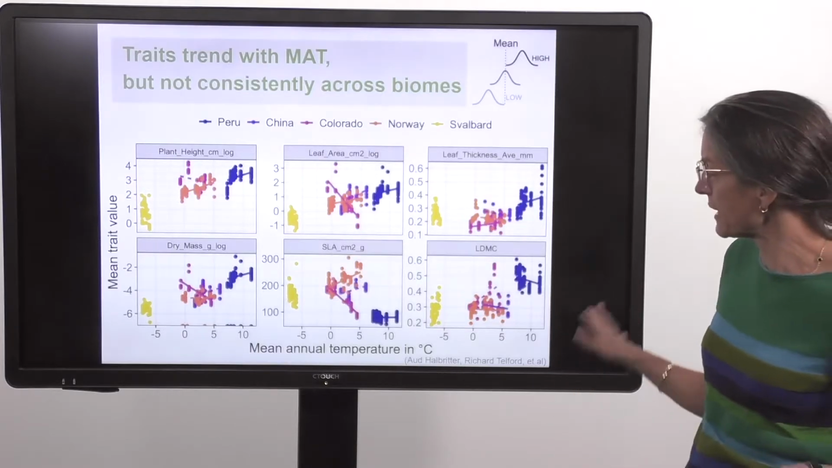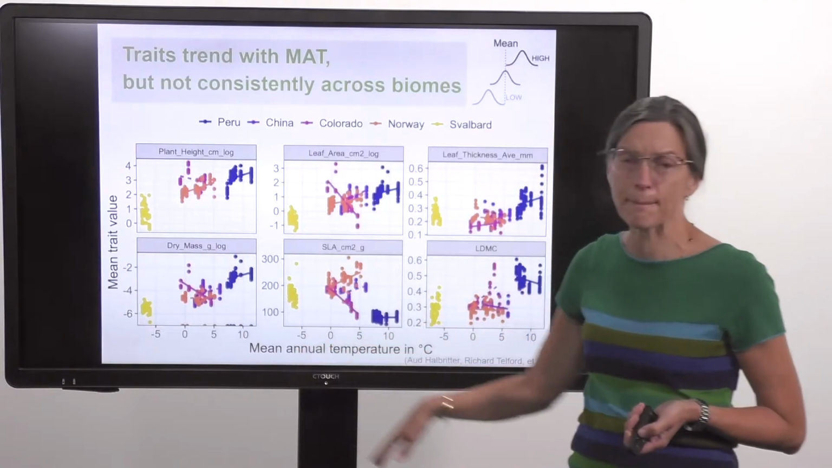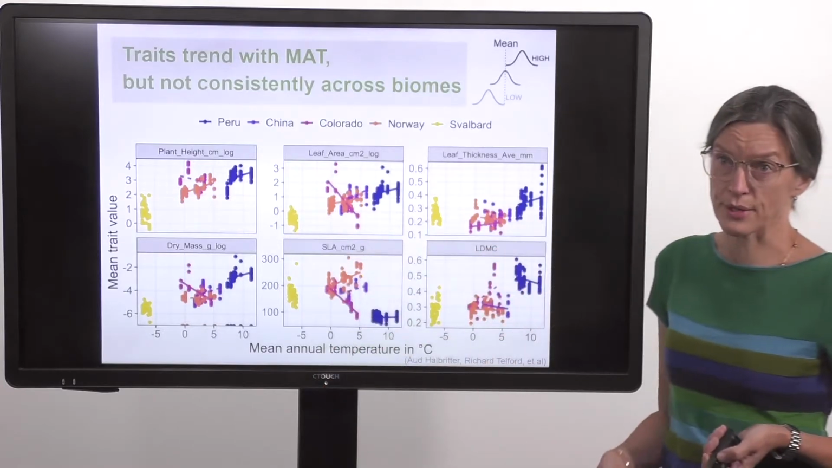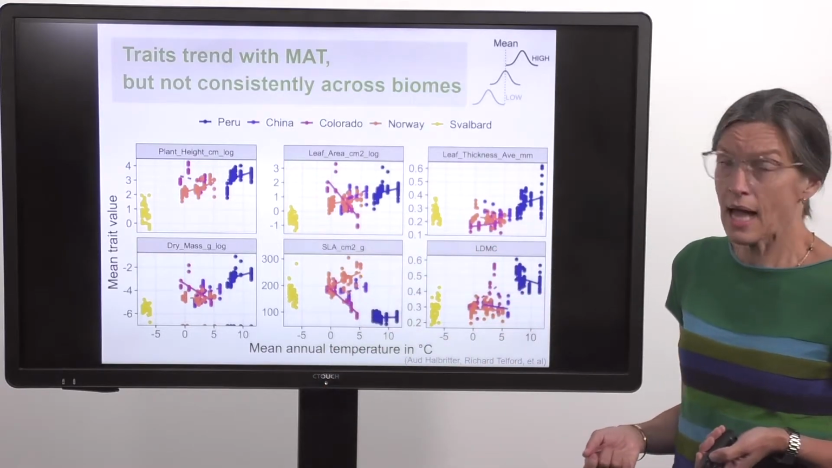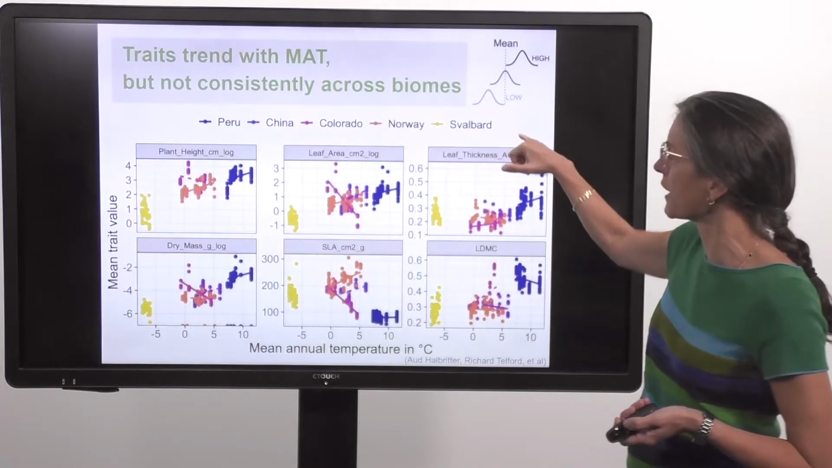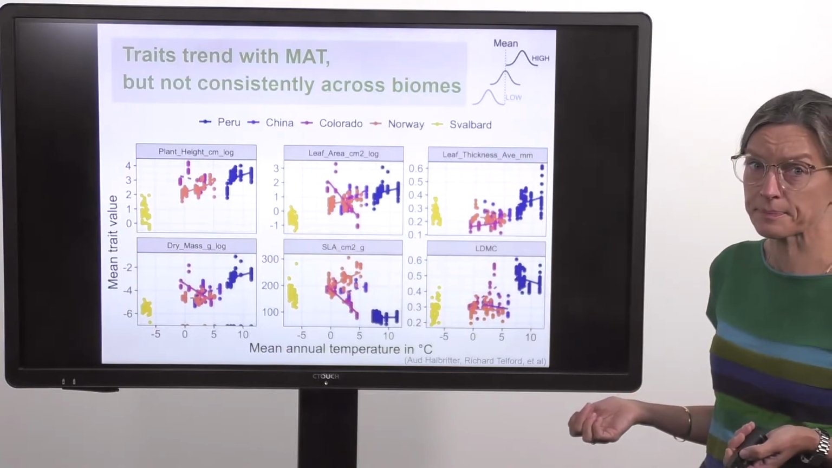So in these plots, I'm going to show you some of these plots, and here I start out having mean annual temperature as the x-axis, and then different mean trait values as the y-axis. And one of the things that we see here is that there seems to be, and here are our 5 regions, there seems to be some patterns in mean traits.